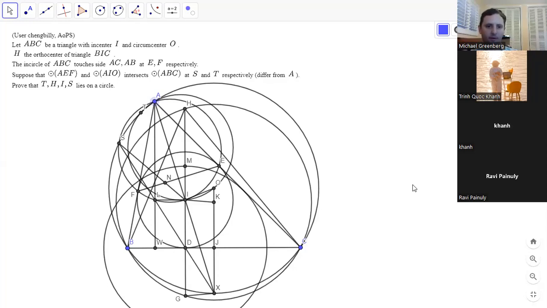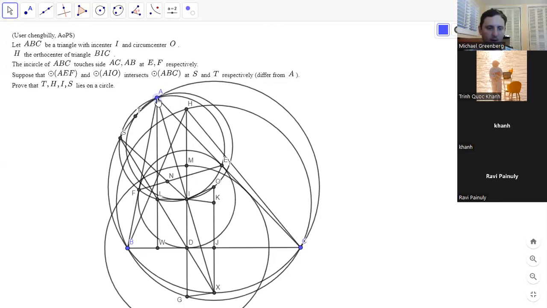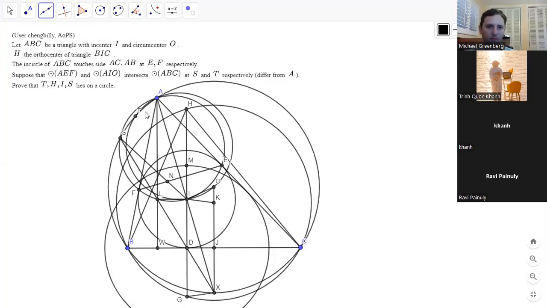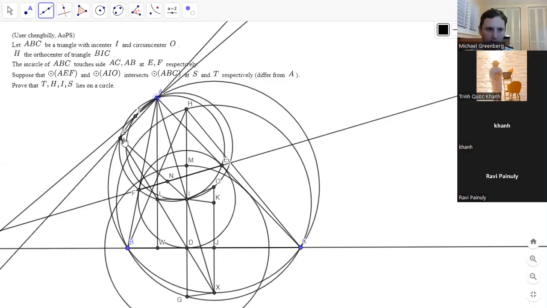All right, a couple more minutes. Let's see if we can think of anything. So I know IL is parallel to BC. That's part of the Sharkey-Devil configuration. I wonder if I draw AT. So, let's see. I wonder if we have anything occur.